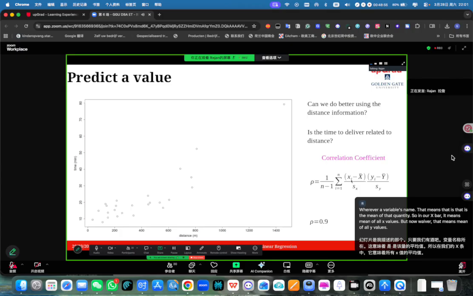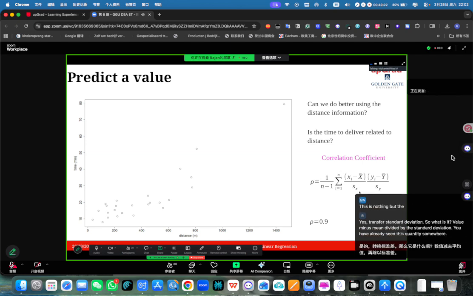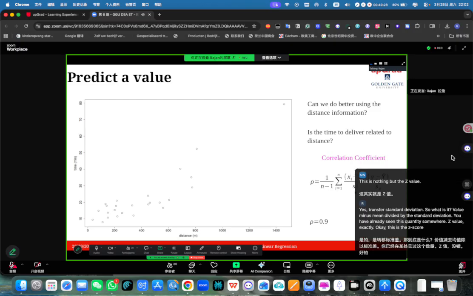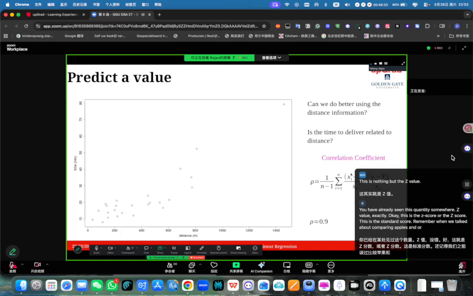Right? Now, when you look at this formula, xi minus x bar divided by sx. What is s? S stands for the standard deviation. Remember from our earlier class, S stands for standard deviation. So what is it? Value minus mean divided by the standard deviation. You have already seen this quantity somewhere. This is nothing but the Z value. Exactly. This is the Z score, the standard score. Remember when we talked about comparing apples and oranges, this is what we looked at.